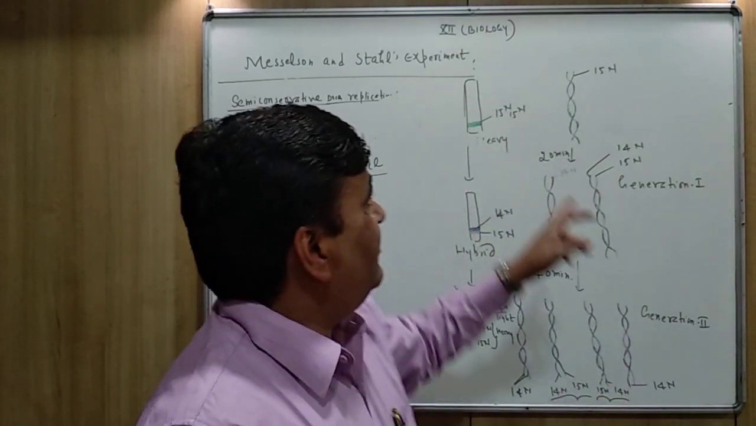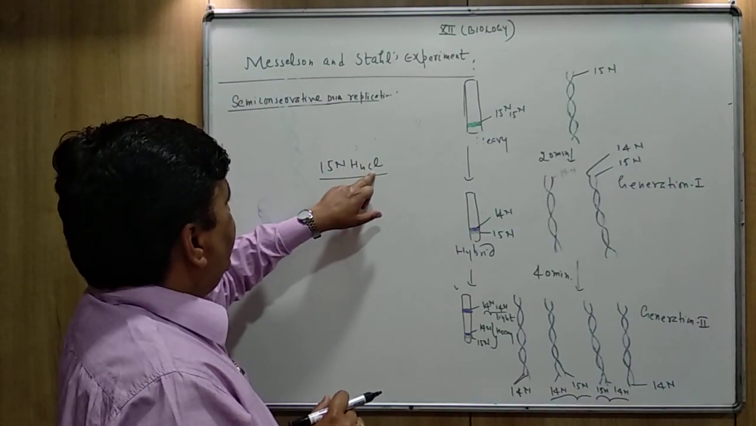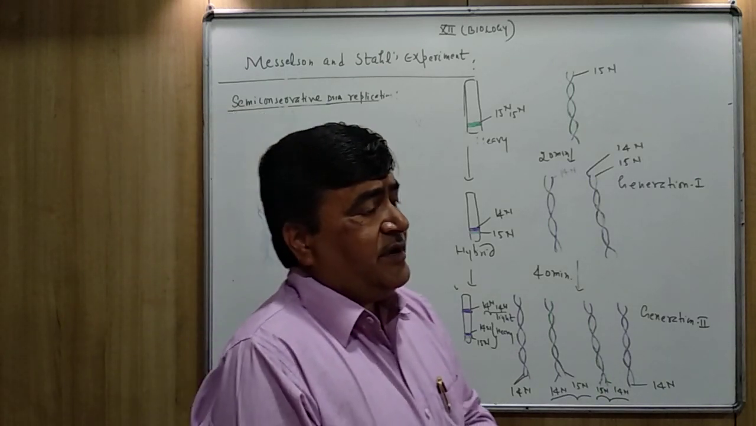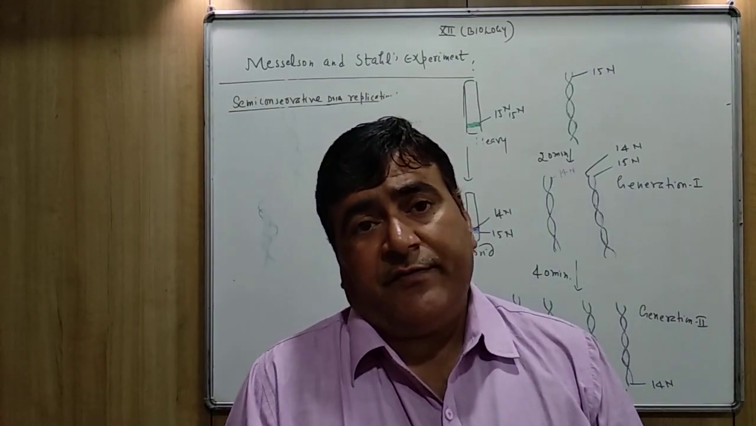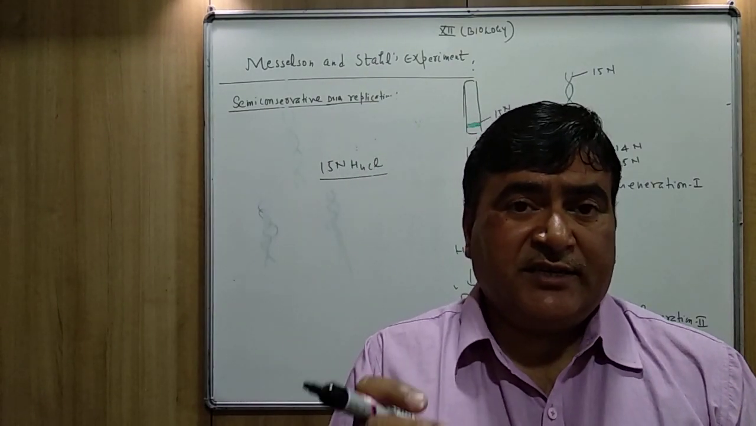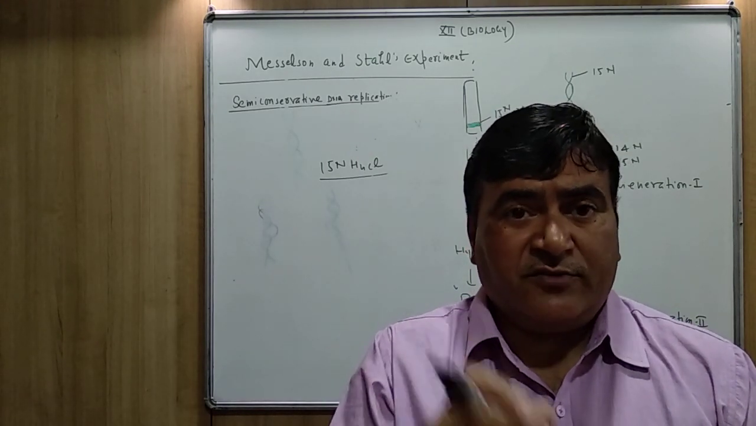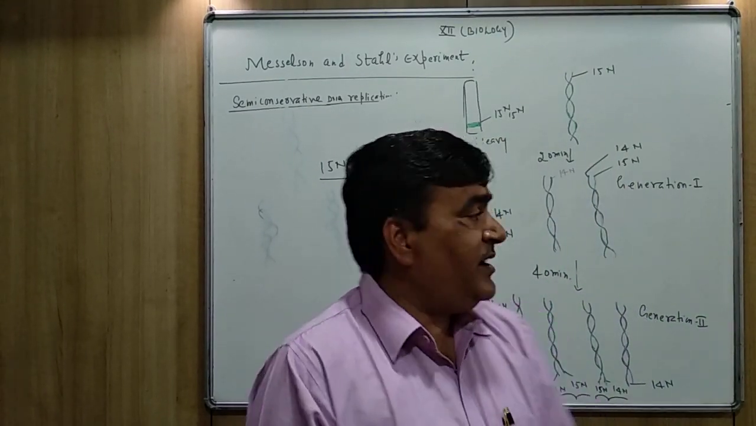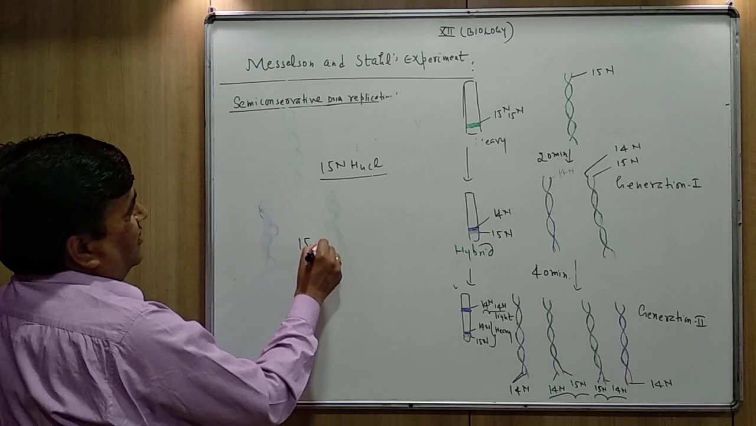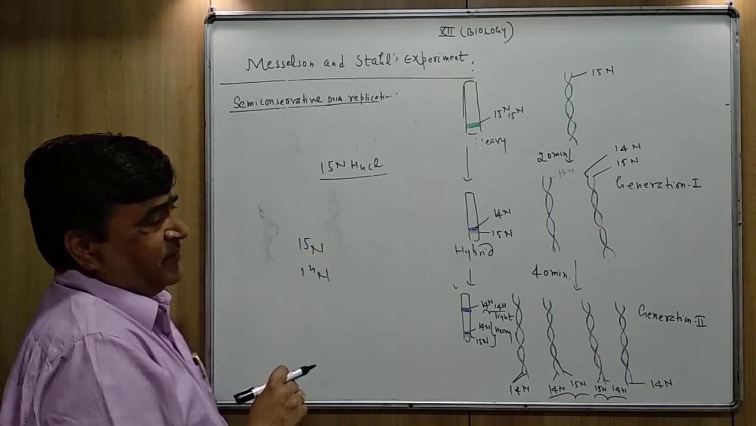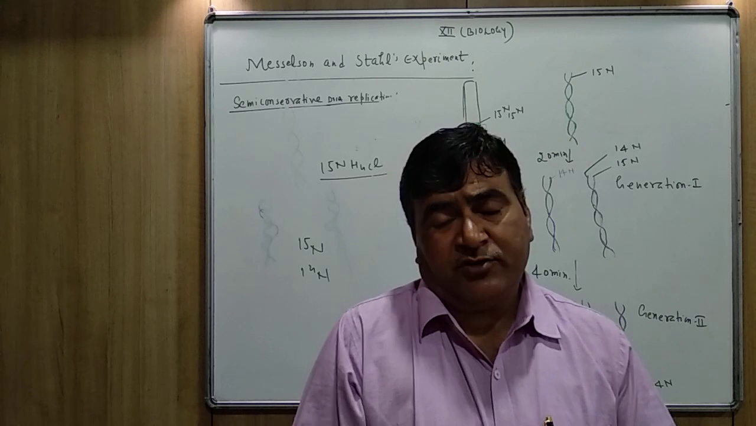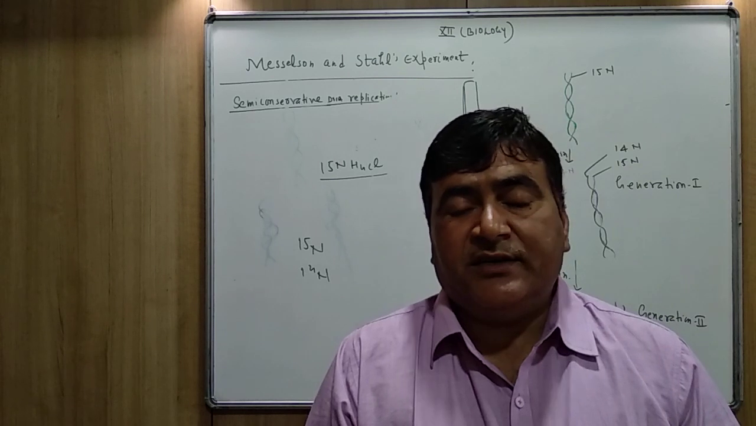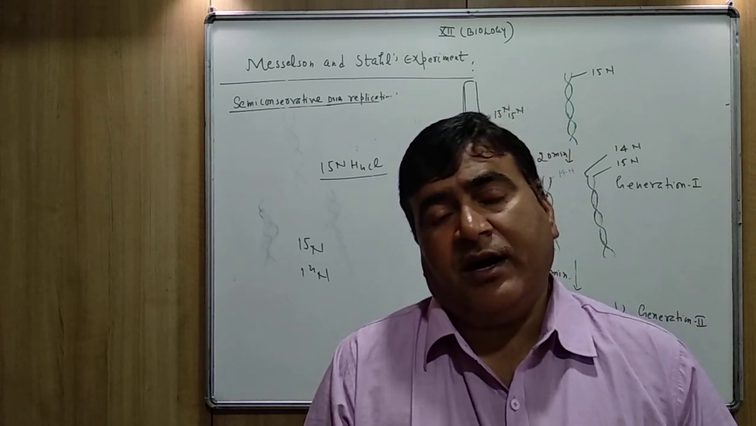The full form, 15NH4Cl, means NH4Cl is the formula of ammonium chloride, and he used the 15 nitrogen. 15 nitrogen is an isotope of nitrogen. Actually, there are two isotopes of nitrogen, and these are 15N and 14N. The 15N isotope is the heavy isotope and 14N is the lighter isotope.